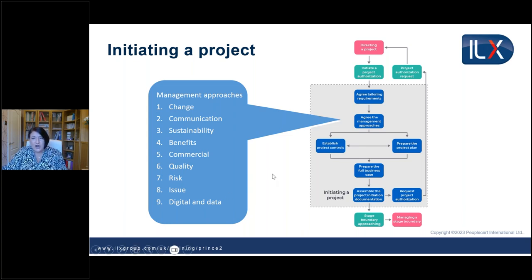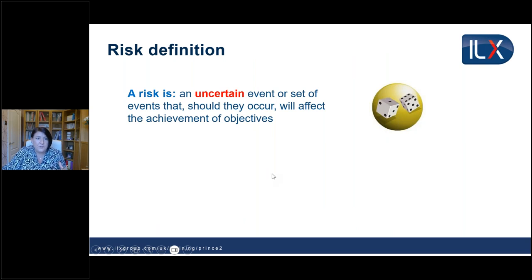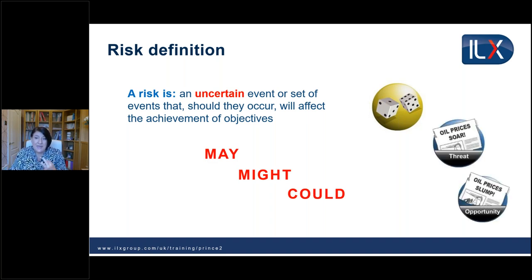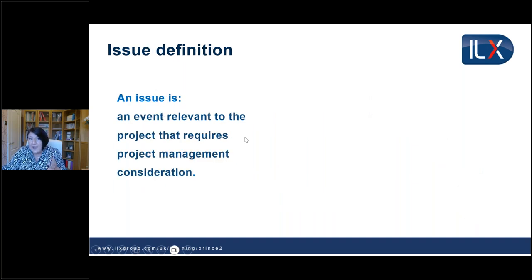Now, on here, again, a number of practices have been looked at. One of the practices is risk. So let's have a little bit of a look at the risk practice. So here we've got a definition of a risk. A risk is something that's uncertain. So an uncertain event or set of events, should it occur, will affect the achievement of objectives. Now, if a risk is something that's uncertain, words to look out for that uncertainty would be may, might, could. So a risk is something that may happen, it might happen, it could happen. Now, that uncertainty could be a negative threat, but it could also be a positive opportunity.